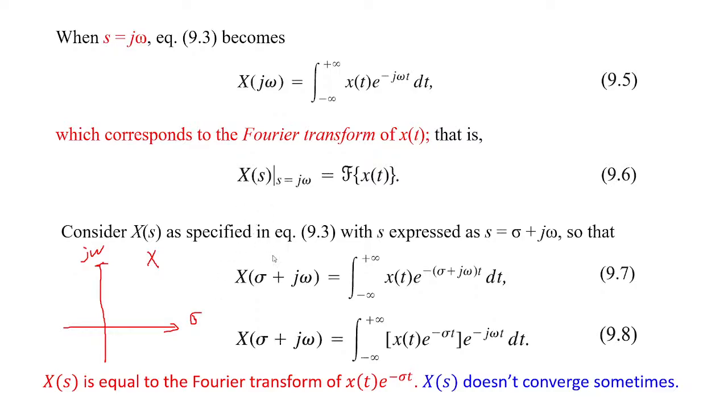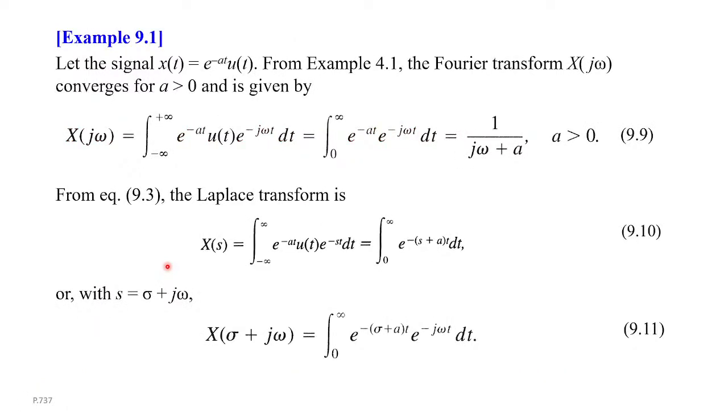And so that's interesting. But what's more interesting is, so this sounds like a bad thing, but it's a very good thing that X(s) doesn't converge sometimes. Okay. We're going to have some regions of s where it converges and some where it doesn't, and that actually tells you a lot about your function. Okay. So it's best to see this in an example.